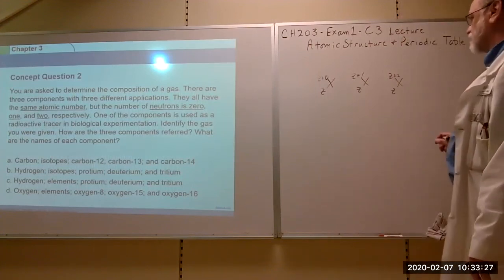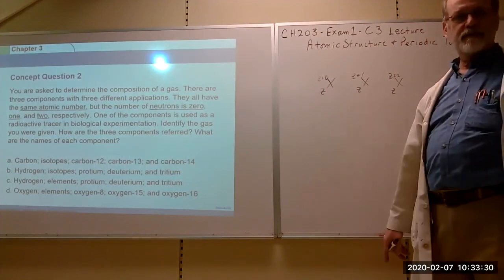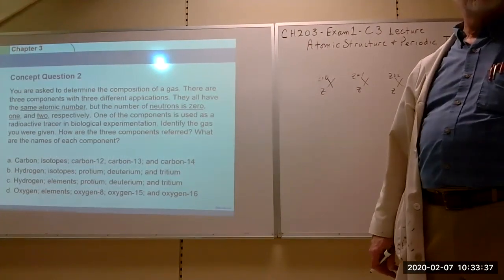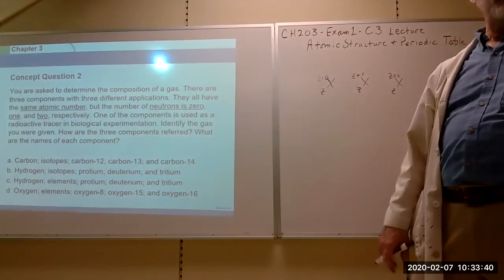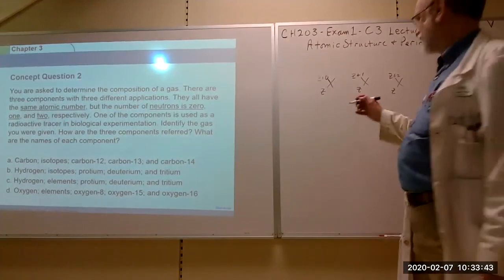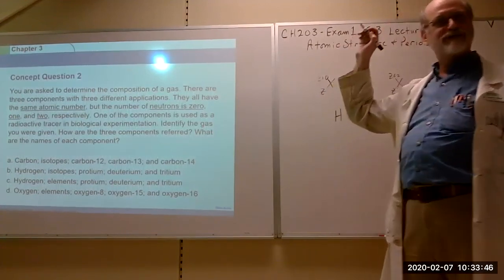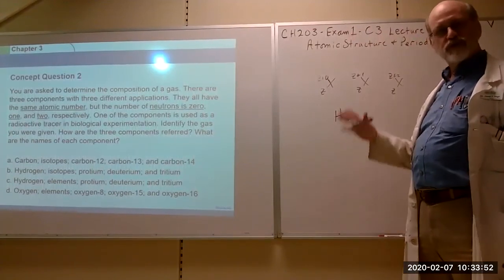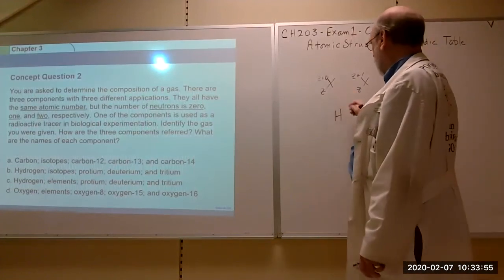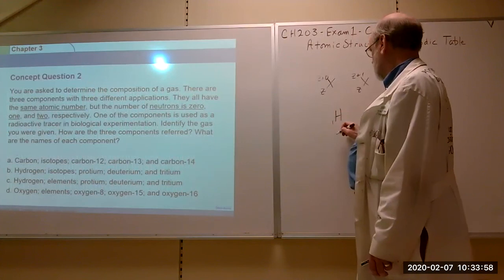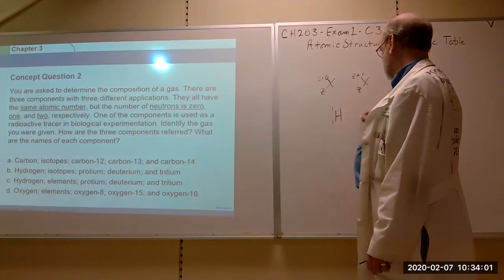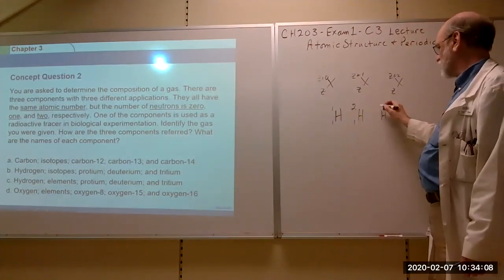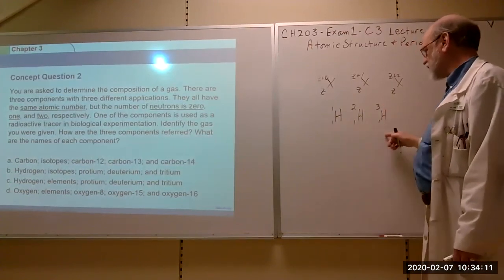Okay, here's the trick. Number of neutrons. What's the only element on the table that has no neutrons in any of its isotopes? Hydrogen. Hydrogen, that's the key. Hydrogen is the only one that has an isotope with no neutrons. So one of them is going to be 1 here, and 1 plus 0 is 1. And then the next one has a neutron, and the next one has 2 neutrons. So there are your 3 isotopes of hydrogen.